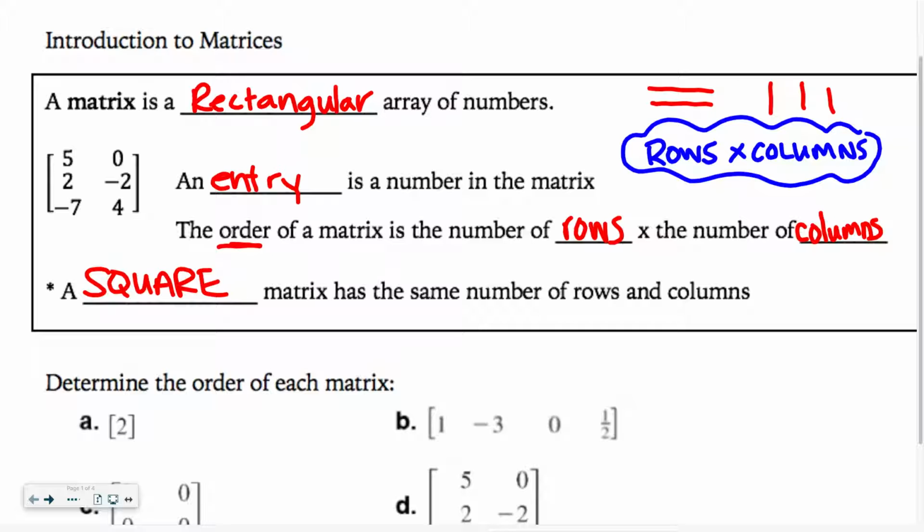So will you quickly with your pods determine the order of the matrices A through D and compare? I'll write my answers up here in just a moment.